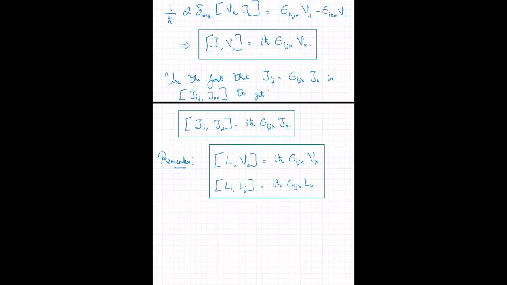And we will move on to the subject of understanding basically the eigenvalues and eigenvectors of J squared and J_3, similar to what we did for L squared and L_3. Okay, so this will be our homework for tomorrow morning. But for now, I will stop and please ask me if there are any questions.